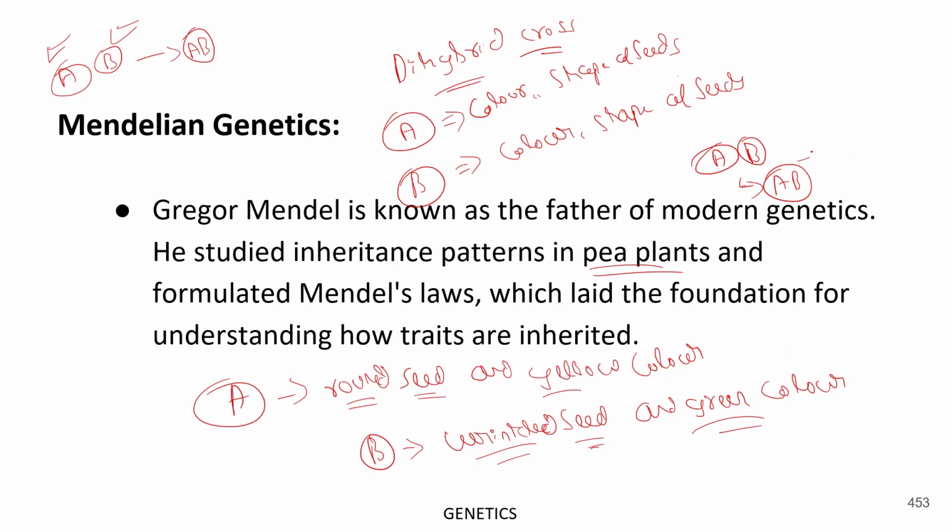is AB, only shows round shape and yellow color. So you can say the A part is represented in the new one. Okay. So this is the special condition for Mendel.